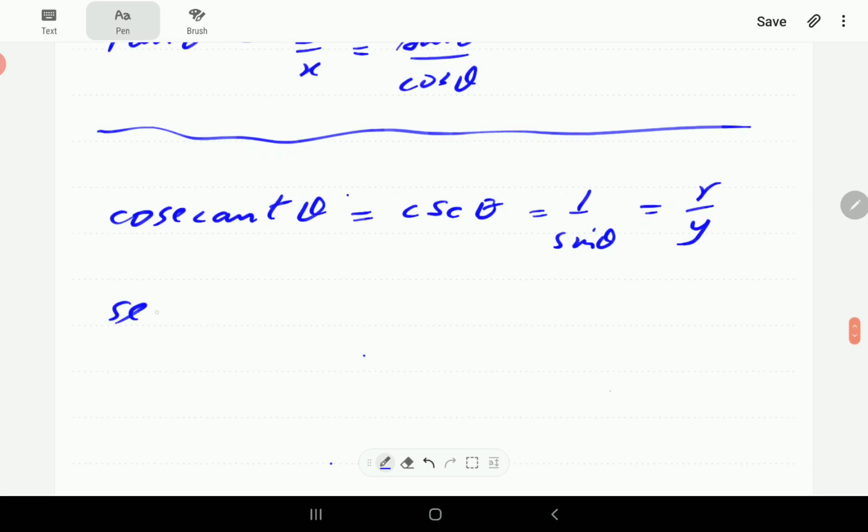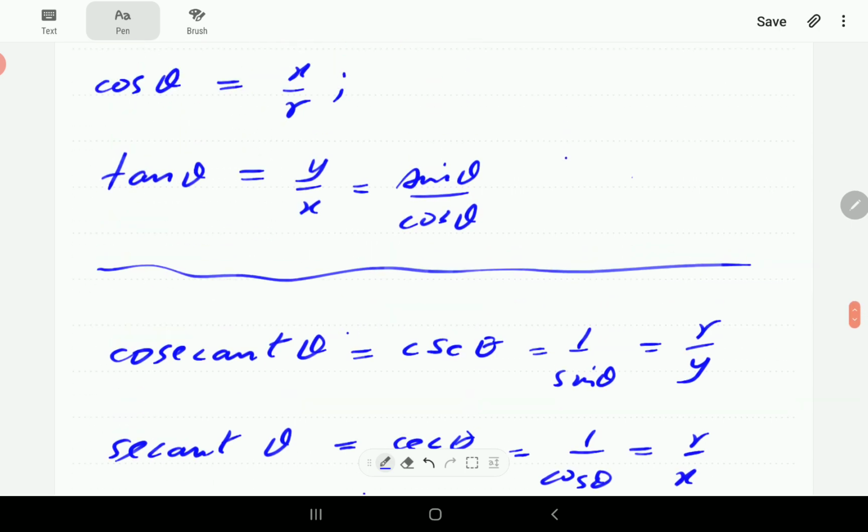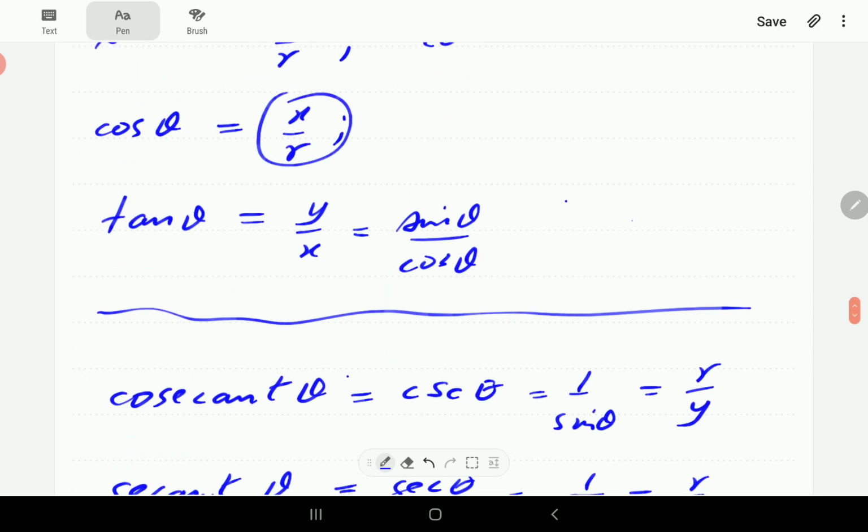Then there's something called secant, which we're going to abbreviate SEC of theta, sec theta. So that one is 1 over cosine theta. So that's going to be r over x, which is just the reciprocal of this one here.